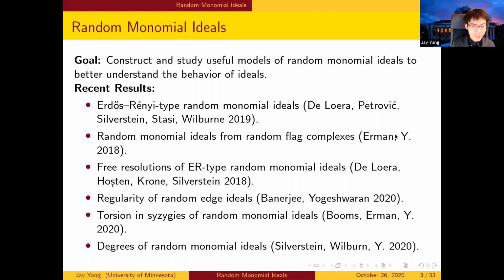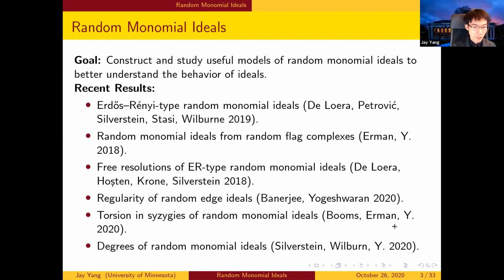And then there's been a series of papers since then that build on this idea and develop it. So Deloera, Hochster, Krone, and Silverstein later also looked at, this date is a weird one, I think there's a correct date for this, it's not 2018, the free resolutions of their Erdős–Rényi type random monomial ideals. And then more recently, there's been a result by Banerjee and Yogeshwaran, which looks at regularity of random edge ideals, which looks different, but I assure you that you can think of it as a special case of the model in the second paper.